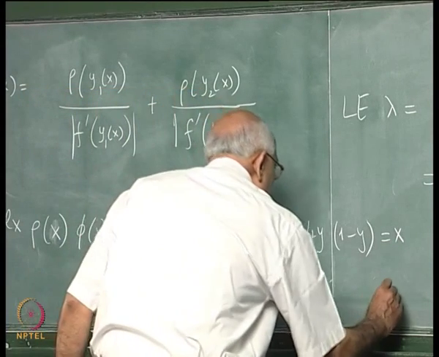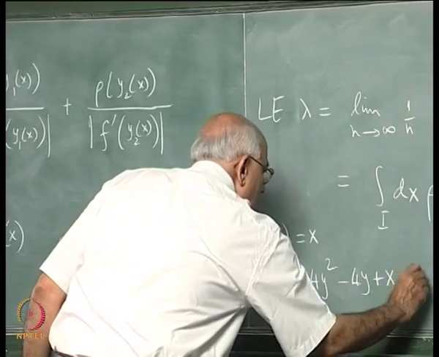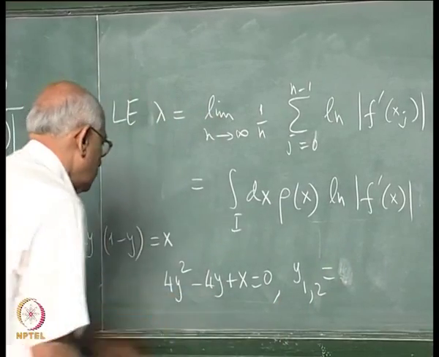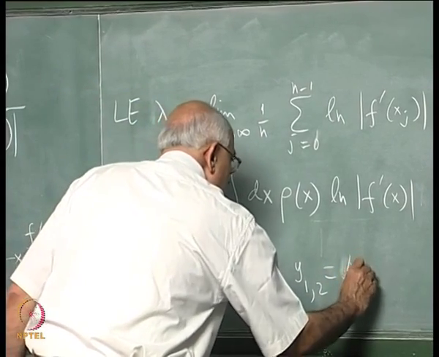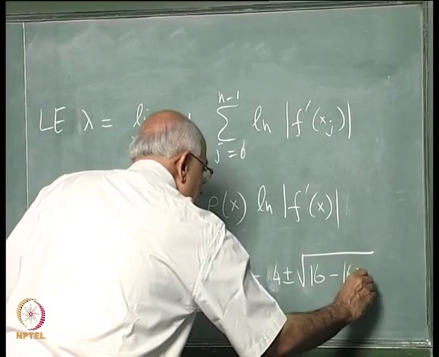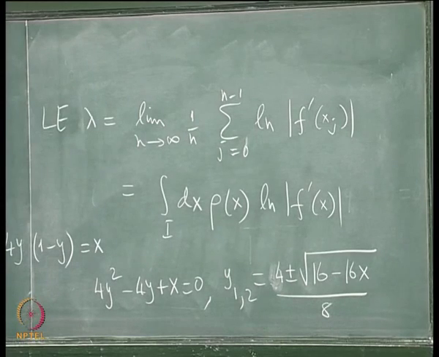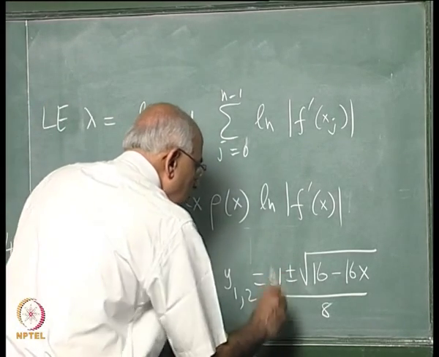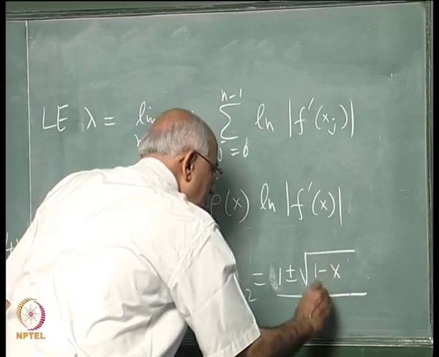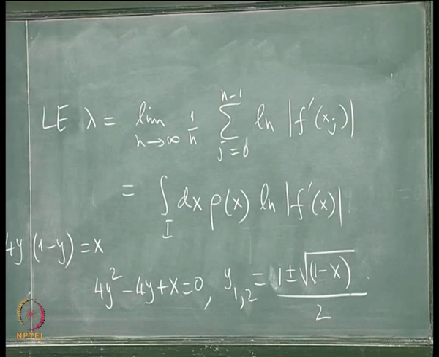So let us do that. So it says 4y squared, you take it on the right hand side, minus 4y plus x equal to 0. So y1,2 equal to 4 plus or minus square root of 16 minus 16x divided by 8, which we can simplify. So this becomes 1 plus or minus the square root of 1 minus x divided by 2. That is y1 and y2 as functions of x.